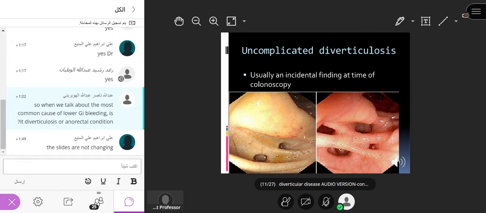You see, it is a colonoscopic picture. So you see a projection, you are in the lumen, and in the wall of the colon you have another lumen which is blind. Usually you are doing colonoscopy for some other reason, and you find diverticula. As I told you, 75% are asymptomatic, so you may find them incidentally.